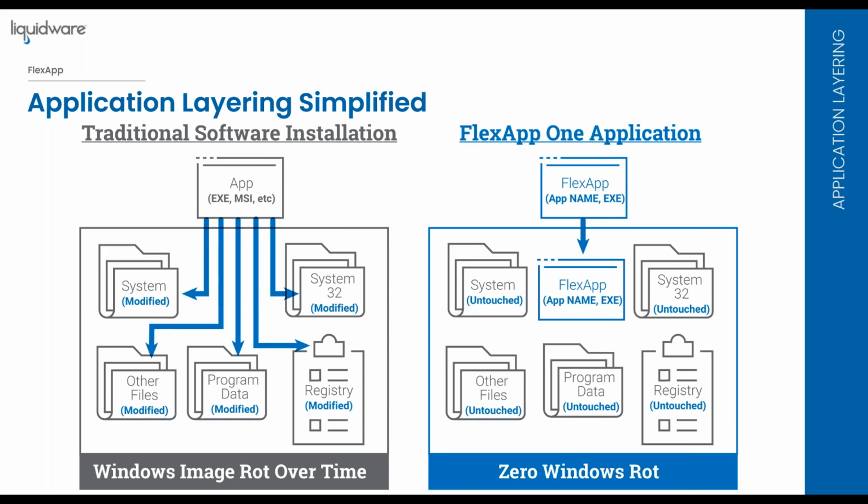Now let's look at FlexApp on the right side. And I have labeled this slide as FlexApp One, but it also applies to FlexApp itself. When a FlexApp application is delivered to the OS, it indeed communicates with all those same areas that the application binaries and files need to be, such as the system registry, the system, program data files, and others.